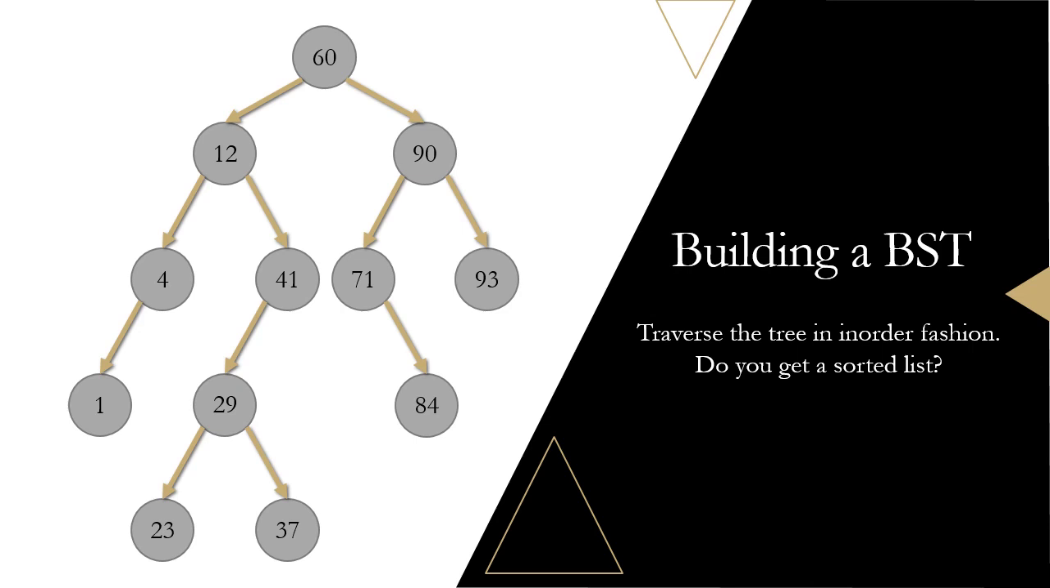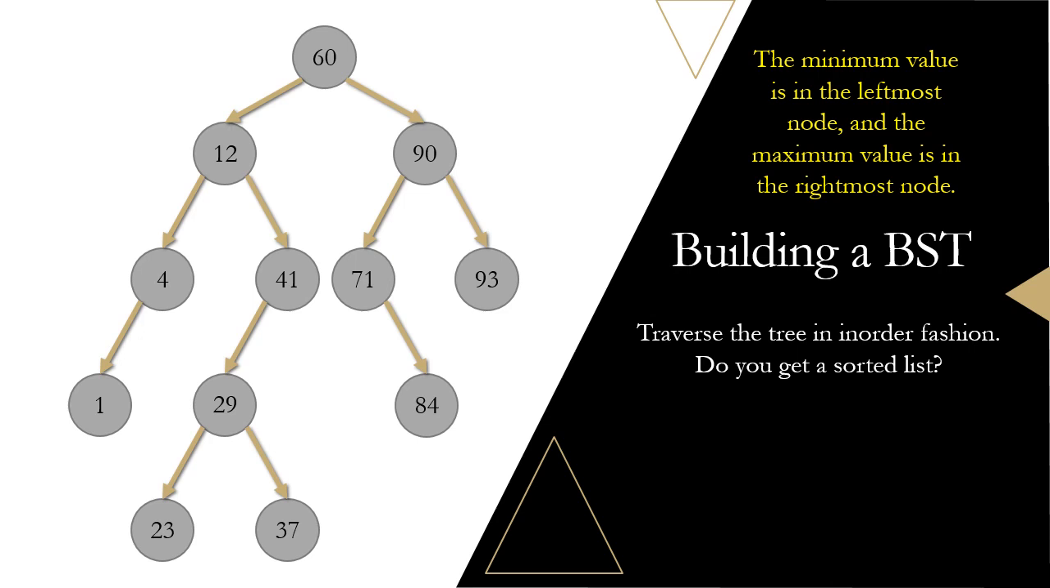Traverse the tree in order fashion. Do you get a sorted list? This is one way to check a binary search tree. If you make a binary search tree and an in-order traversal does not give you a sorted list, then there is something wrong with your BST. The minimum value is in the leftmost node and the maximum value is in the rightmost node. In this tree you can see that the minimum value is 1 and the maximum value is 93.